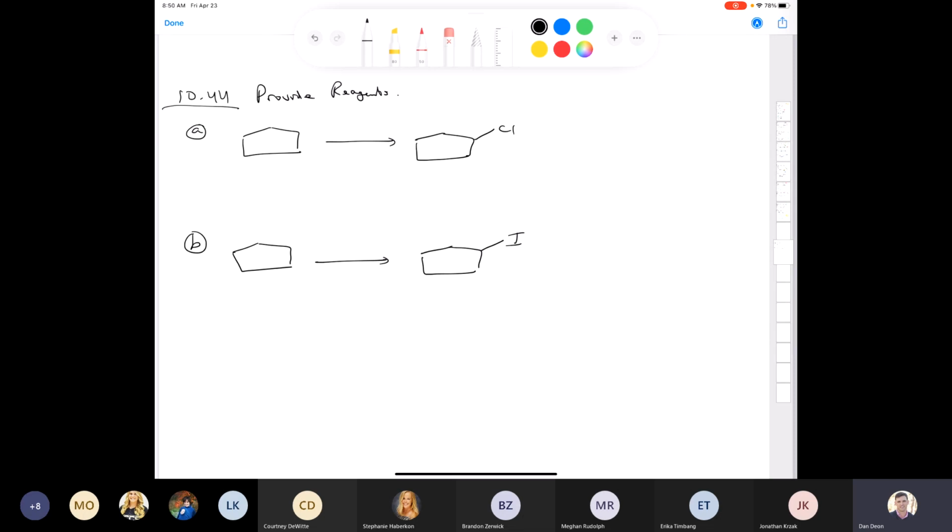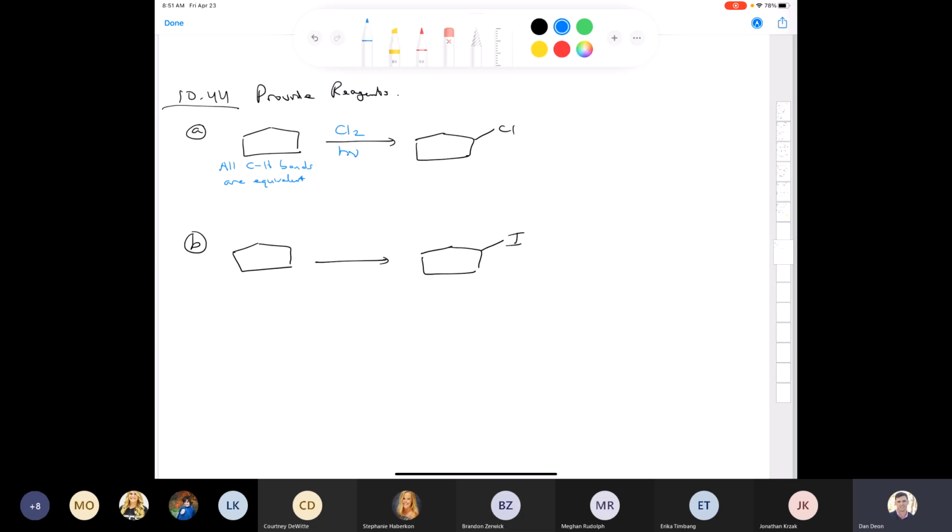Okay, so for our first reaction, the best mode of attack here, since all C-H bonds are equivalent, is to just use chlorine and light. And we're only going to get one possible product. However, in the next one, we don't have any way to go directly from cyclopentane to iodocyclopentane. There's no way that we can do that.